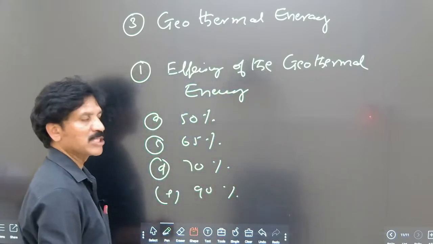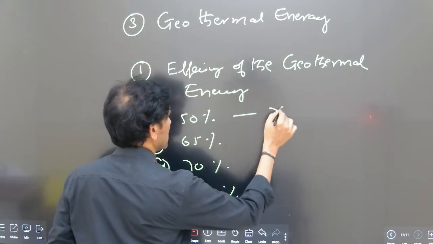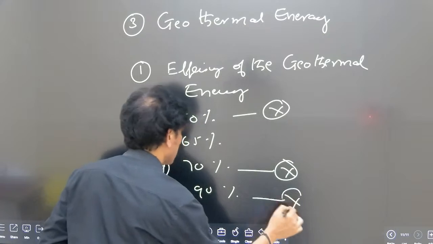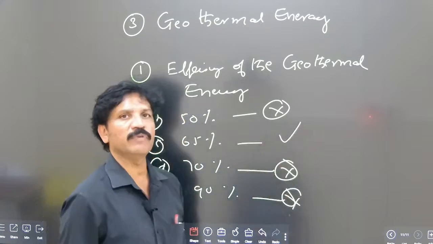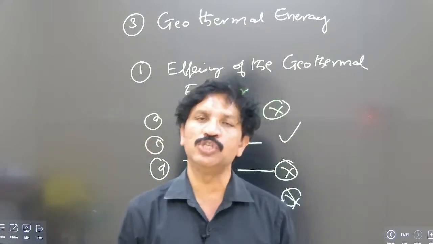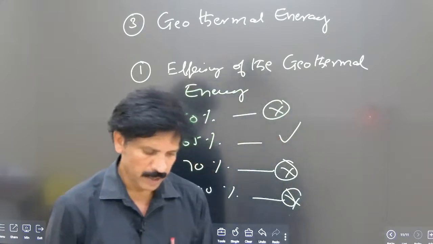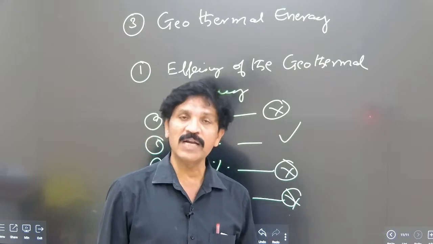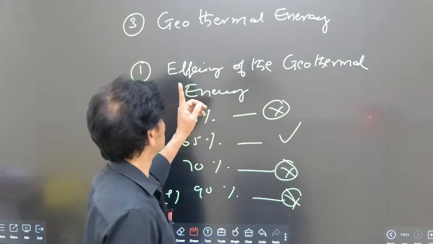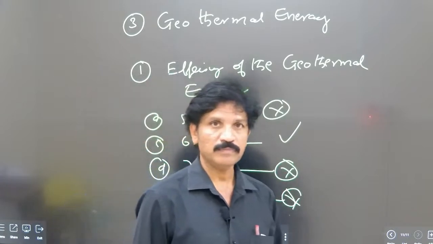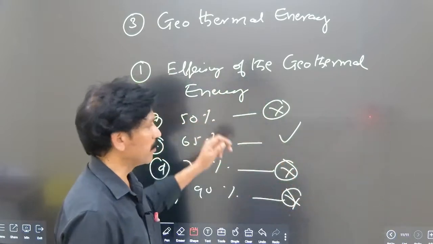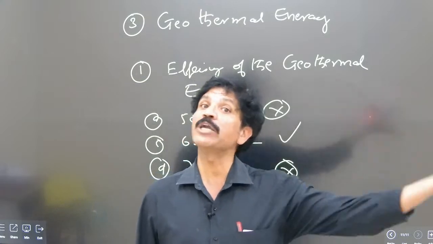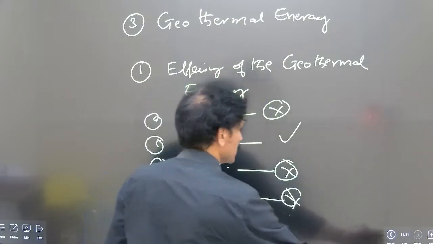Here we can expect the efficiency to be not less than 50% and not more than 70%. It is only 65% that we can expect as the efficiency of geothermal energy. And the next question: which country started geothermal energy? Geothermal energy is utilized for different purposes, which I will tell you later.